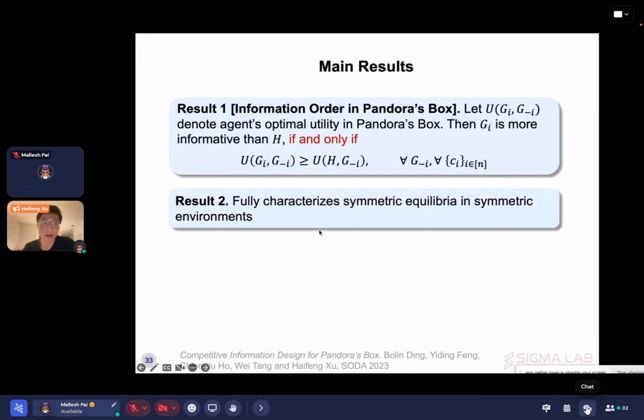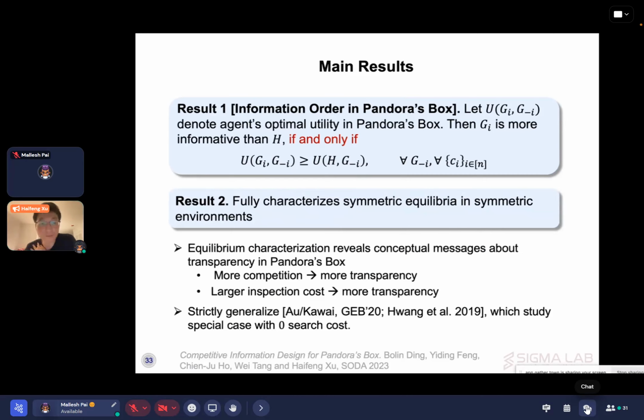The second main result is, utilizing result one, we're able to fully characterize the symmetric equilibria of this competitive Pandora box problem in a symmetric environment, meaning every box has the same distribution, IID, with the same cost. In this situation, we're able to fully characterize the equilibria. Actually, it's not only about the characterization. The equilibrium actually tells us some interesting conceptual messages.